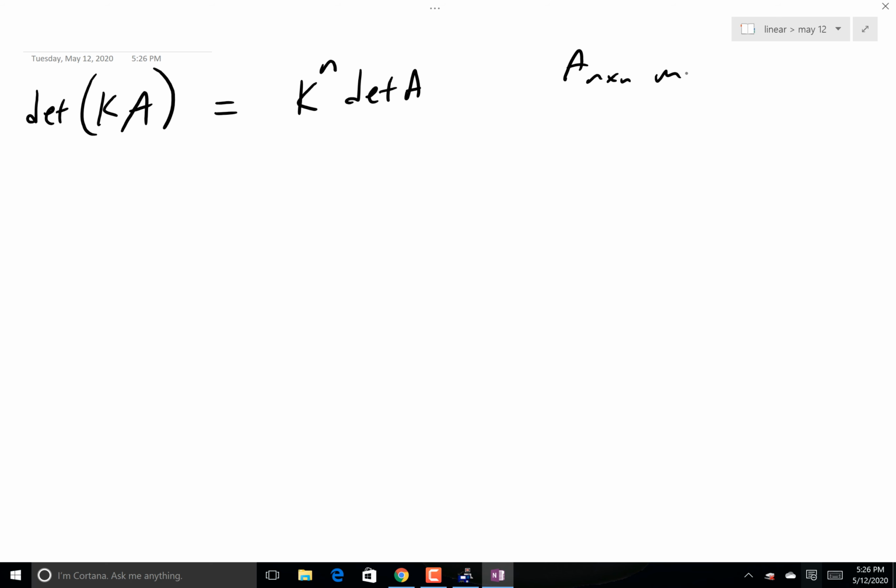So again, our buddy A is just a square matrix. If you took k, which is just any constant, and multiplied it to A, the determinant of k times A is equal to k to the nth power times the determinant of A. Remember, A is an n by n matrix. So you're not sure you buy that? I don't know. Let's find out.